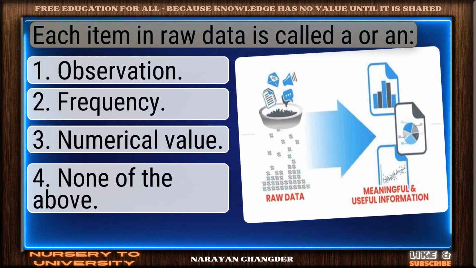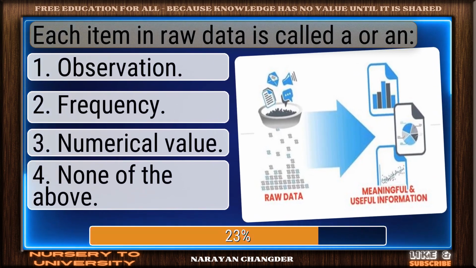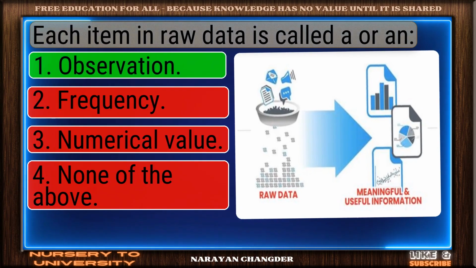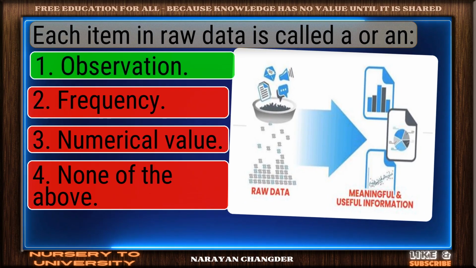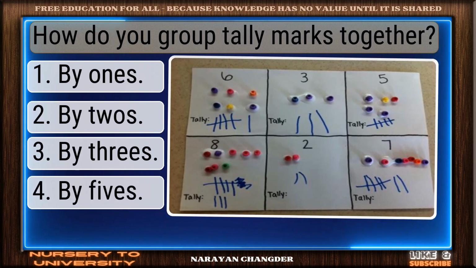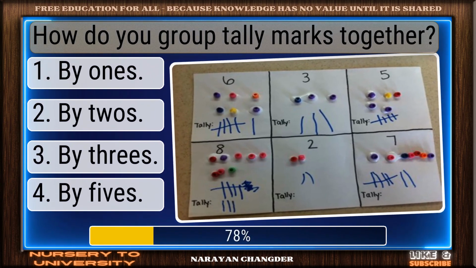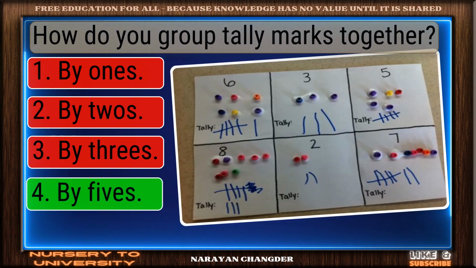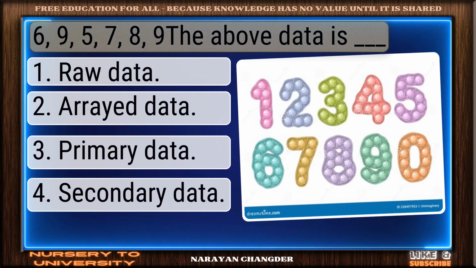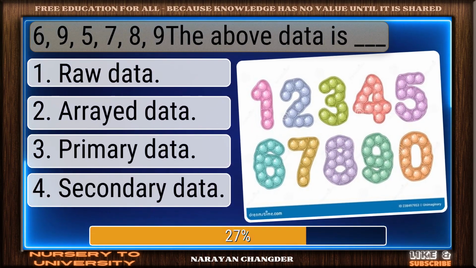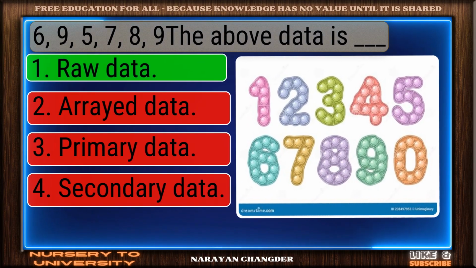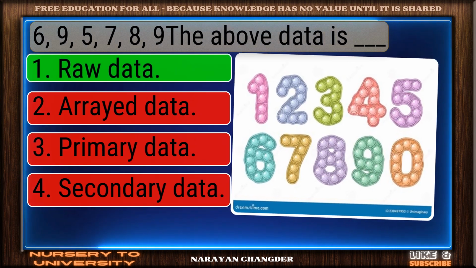Each item in raw data is called an observation. Nice selection. Observation is the correct and valid answer. How do you group tally marks together? Nicely done. By fives is a solid answer. 6, 9, 5, 7, 8, 9 above data is dash. Good thinking. Raw data is the right answer.